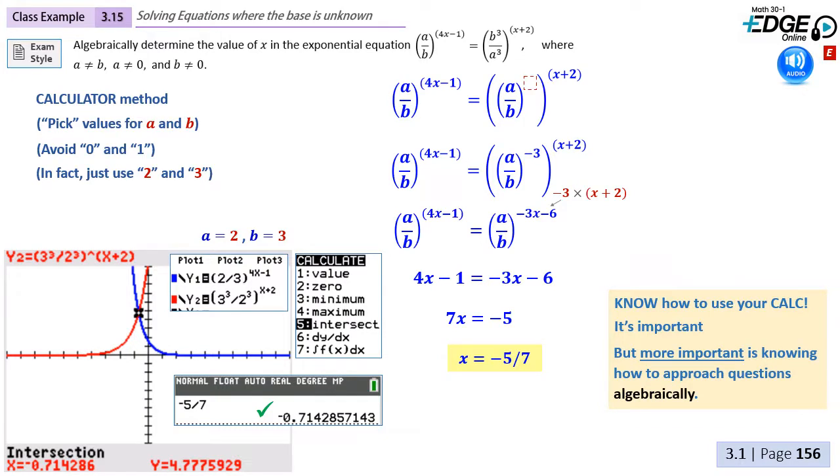While your calculator can help you with these questions, it's often much simpler if you have an algebraic understanding. Stick with it, these questions get a lot easier.